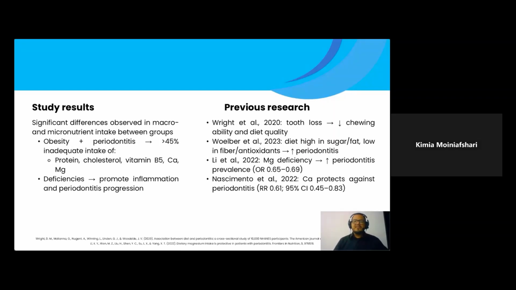Regarding diet, our participants with obesity and periodontitis show more than 45% inadequate intake of essential nutrients like proteins, cholesterol, vitamin B5, calcium, and magnesium. These deficiencies promote inflammation and may accelerate periodontitis progression. Previous studies support this link, showing that magnesium deficiency increases periodontal prevalence, with calcium having a protective role. Altogether, these results reinforce the strong connection between nutrition, metabolism, and inflammation.